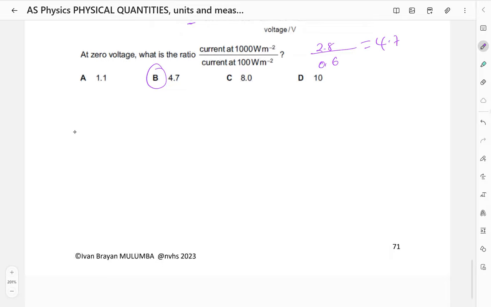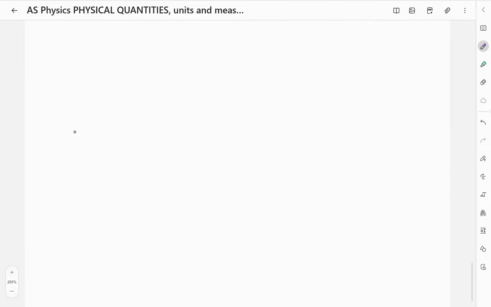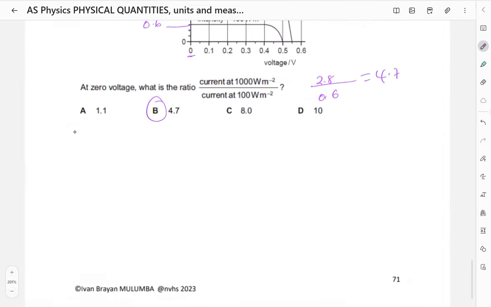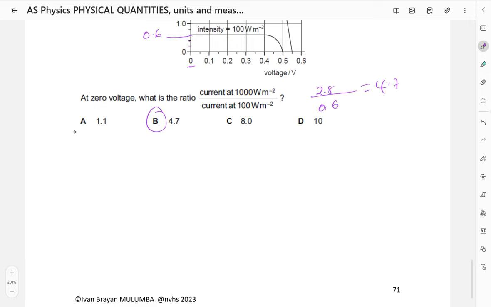I think that marks the end of physical quantities, units, and measurement techniques. Next will be kinematics and dynamics.